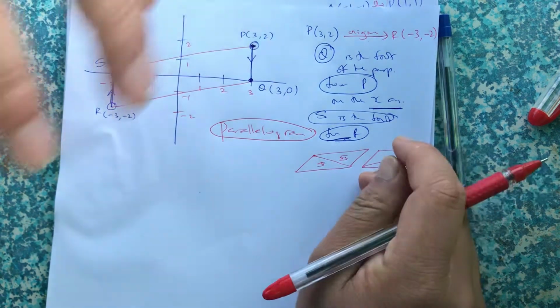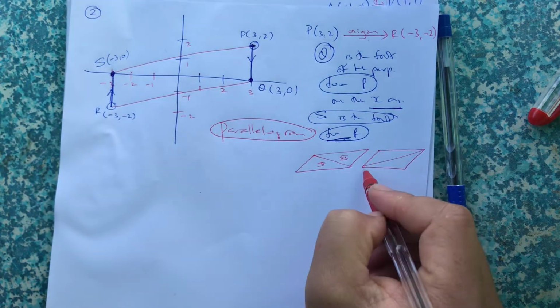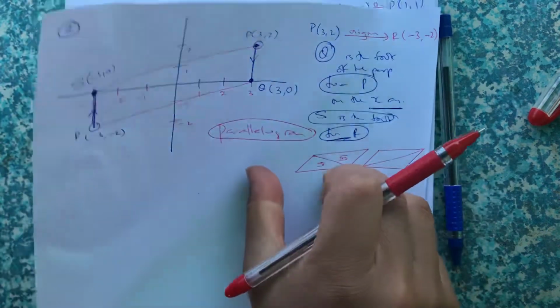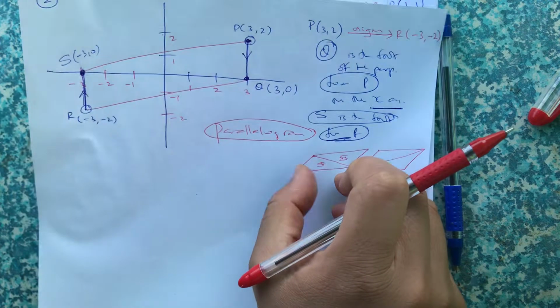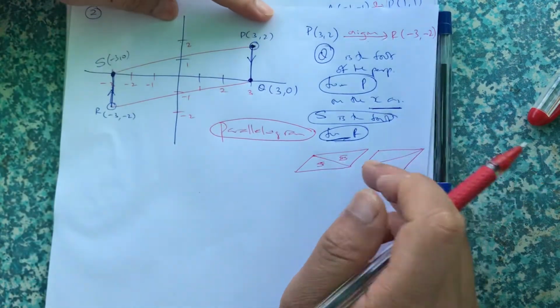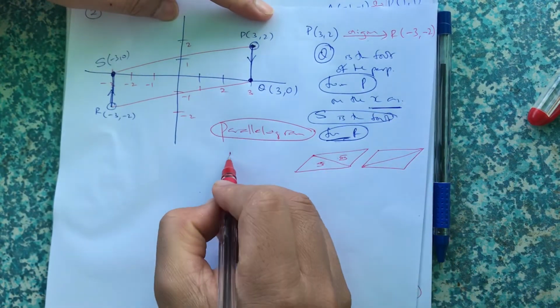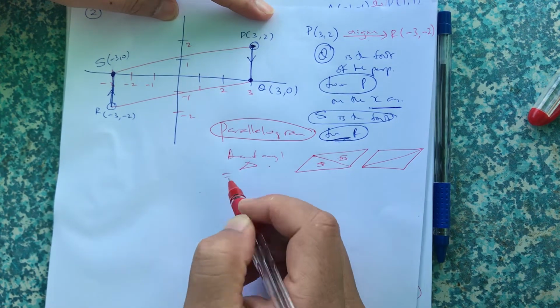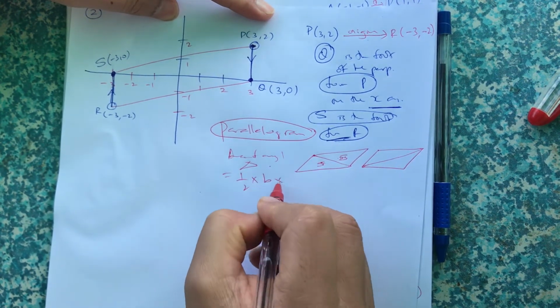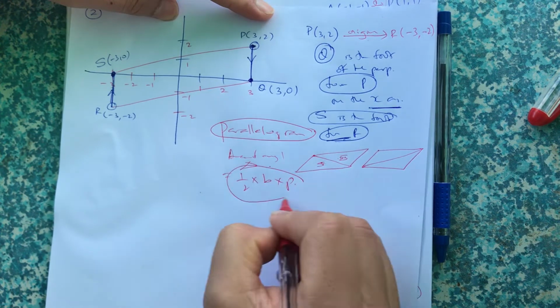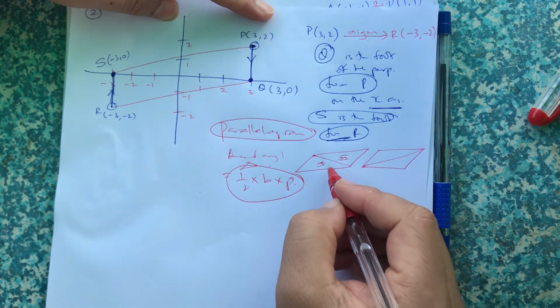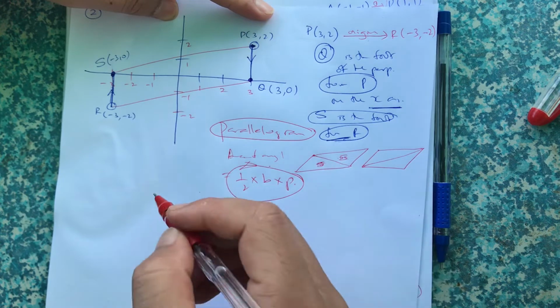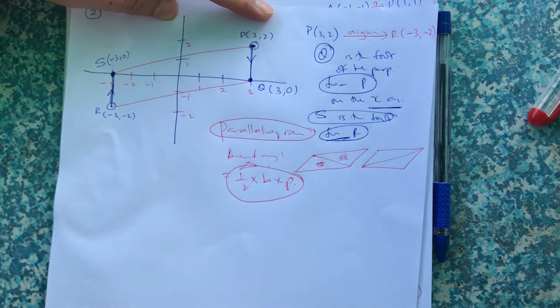So depending on the question, you have to join either this diagonal or that diagonal, and then get two equal triangles. Once I get the triangle, you just have to find the area of any one triangle, and the area of any one triangle is equal to half into base into perpendicular. Once I get the area, you just have to double it, or if this is 5, this will also be 5, and then you get the area of the parallelogram.